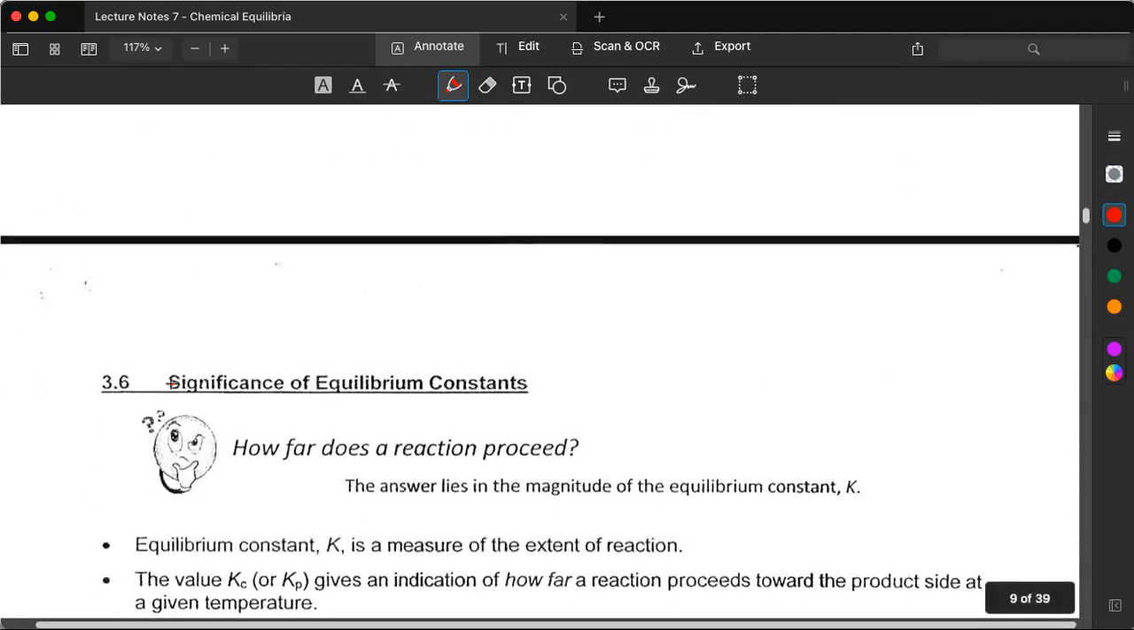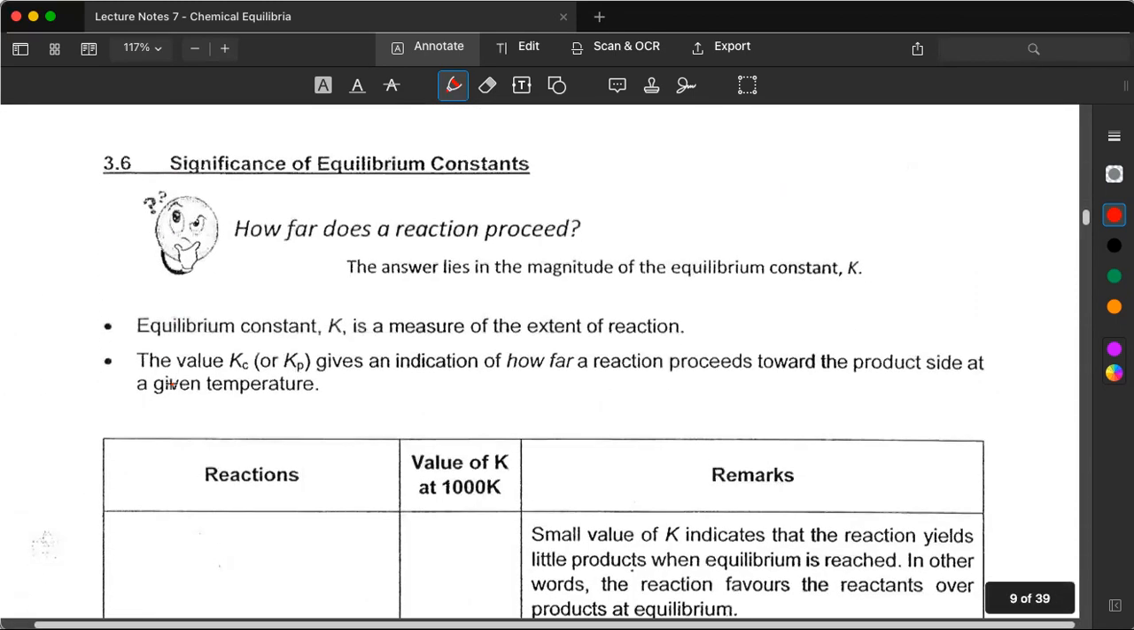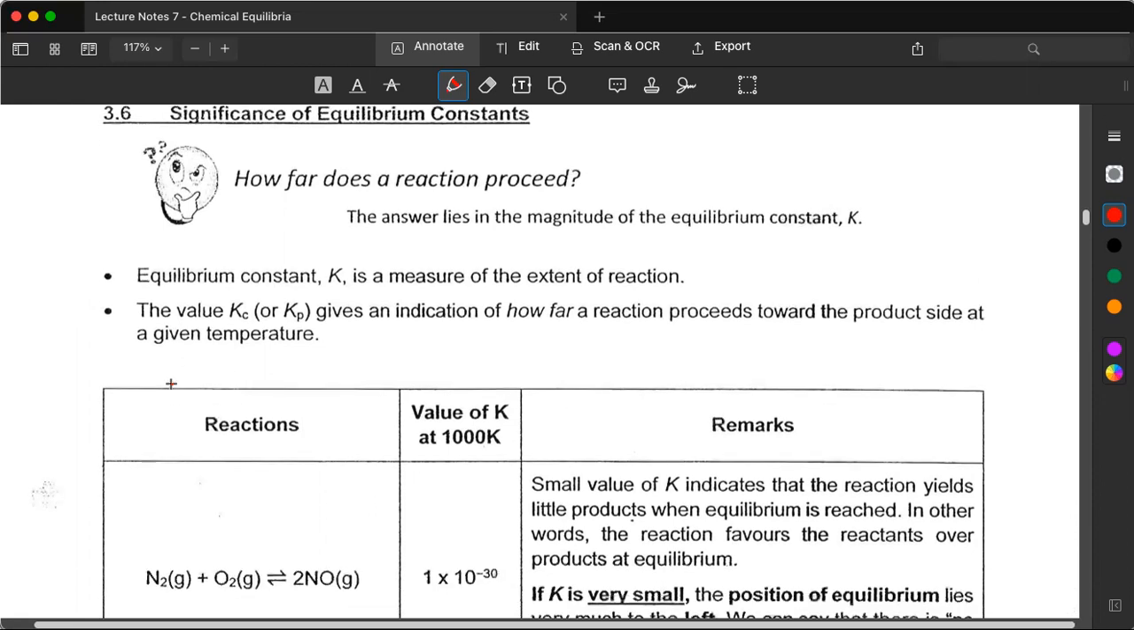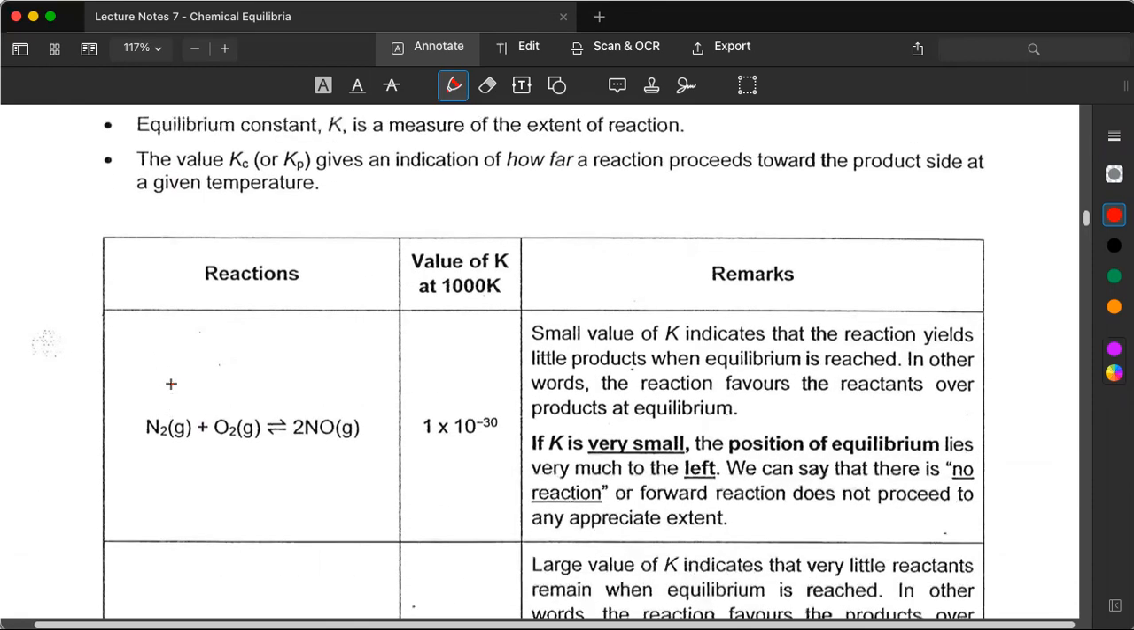Okay? Now, what is the significance of the equilibrium constant? How far a reaction proceeds depends on the magnitude of the equilibrium constant. The equilibrium constant gives you some information about the extent of reaction, whether the reaction proceeds more towards the reactant side or the product side. For example, you have a value of K that's very small. What does it mean? It means that very little product forms. In other words, this reaction favors the reactants more. So if K is very small, the position of equilibrium lies very much to the left.